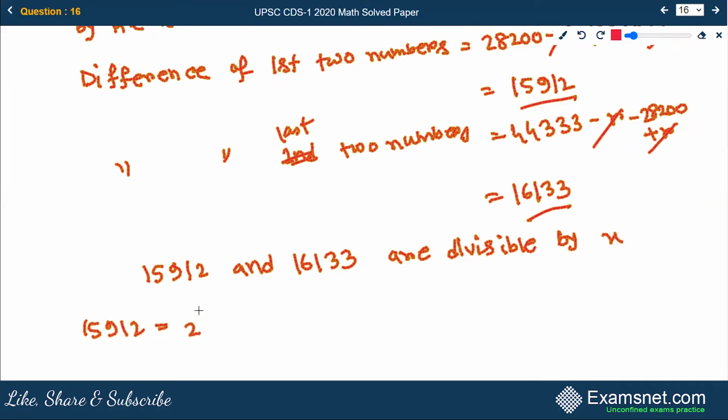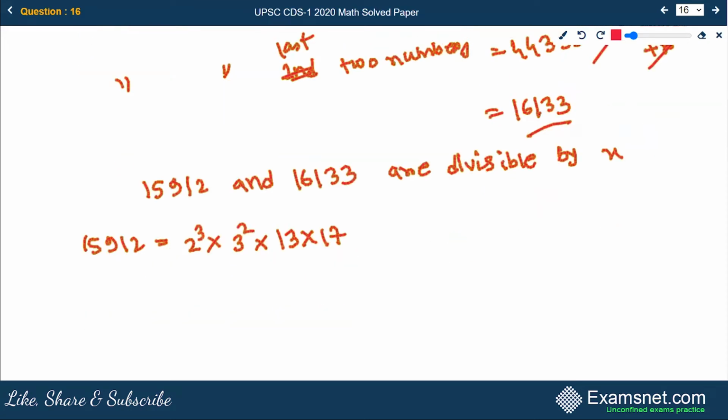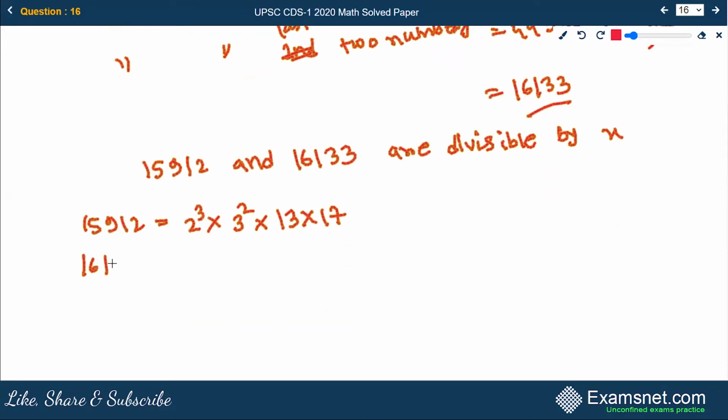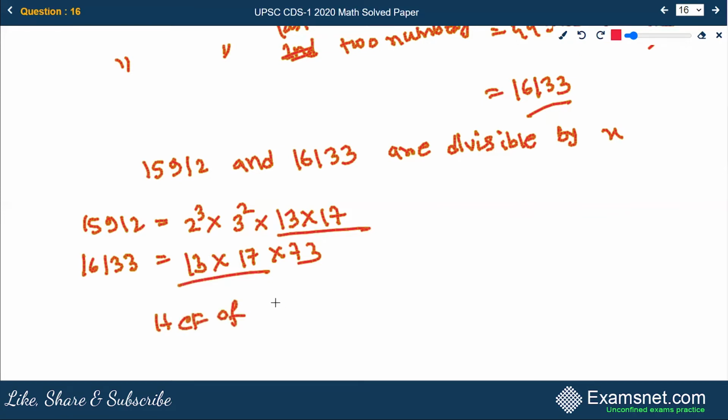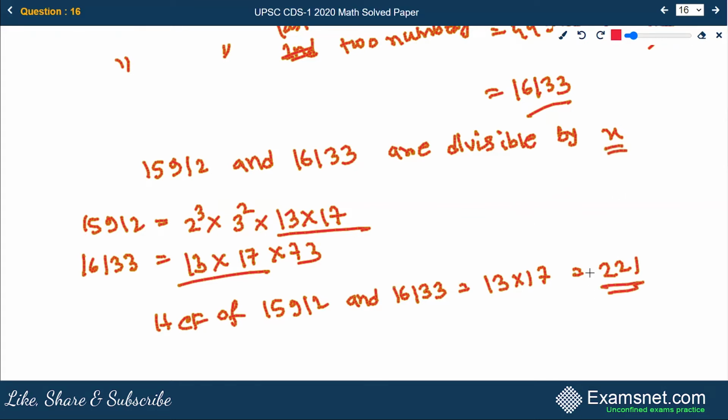If we factorize 15,912, we'll get 2 cube multiplied by 3 square multiplied by 13 multiplied by 17. And if we factorize 16,133, we will get 13 multiplied by 17 multiplied by 73. So we can see the HCF of 15,912 and 16,133 is 13 multiplied by 17, which is 221. So the value of X will be 221.